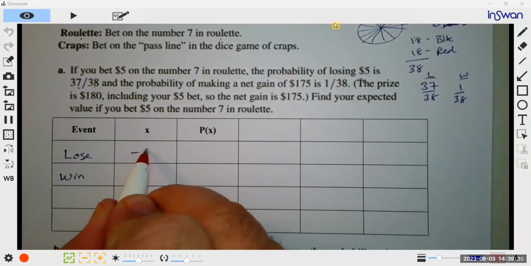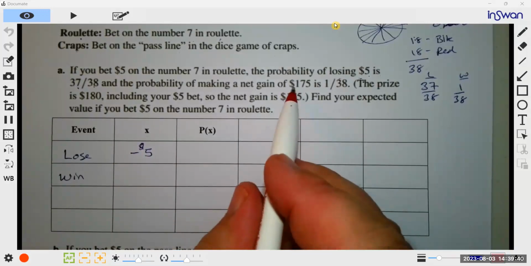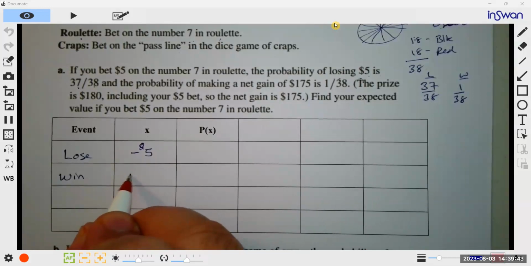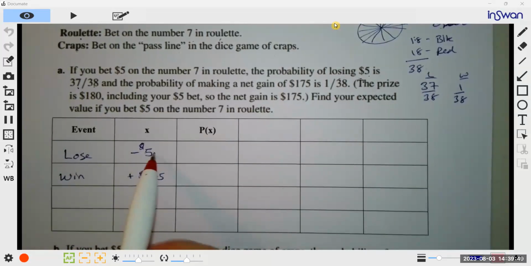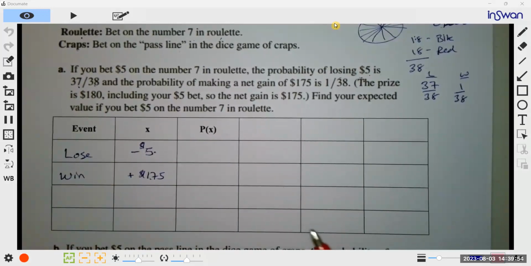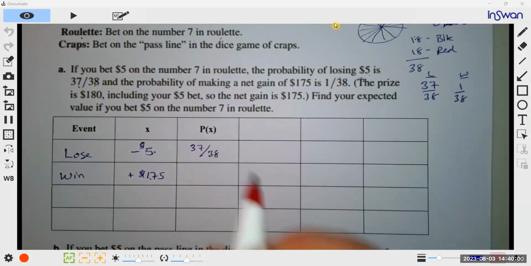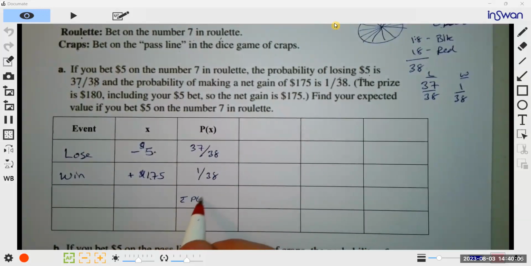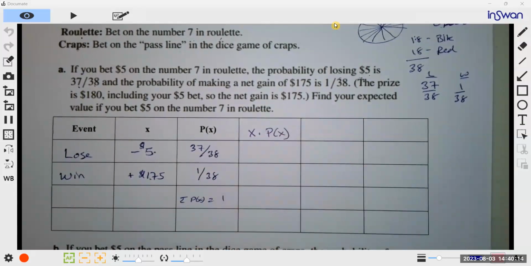If you lose, you lose your $5. If you win, you get $175. It's actually 180, because if you add those together, that equals your 180. That's how much you would get back from the dealer, but 5 of those is yours to begin with. The probability of losing is 37 over 38, and winning is 1 over 38. If you add up all those, you get 38 over 38, which is 1.